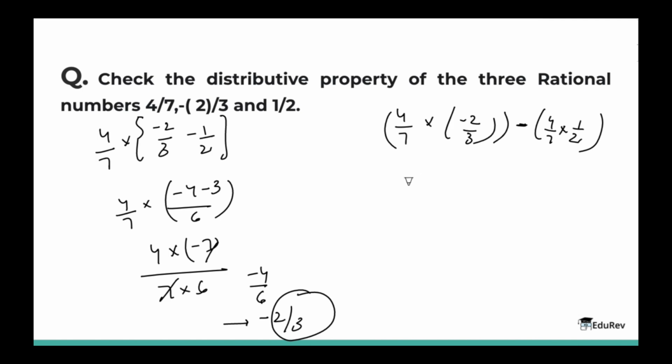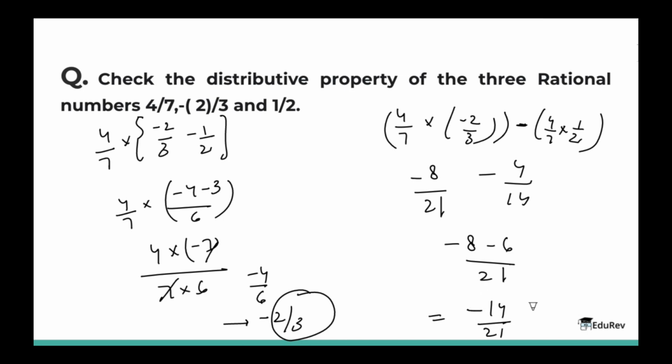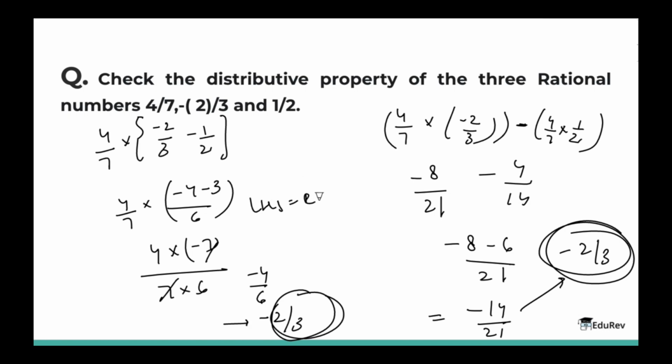Similarly here I can solve this as minus 8 by 21 minus 4 by 14. And when I solve this, it's going to be minus 8 minus 6 upon 21. So this is going to be nothing but minus 14 upon 21, and this is going to be minus 2 by 3. So you can say that this is equal to this. This shows that the left hand side is equal to the right hand side, and that this number and this number are both equal. So let's move further.